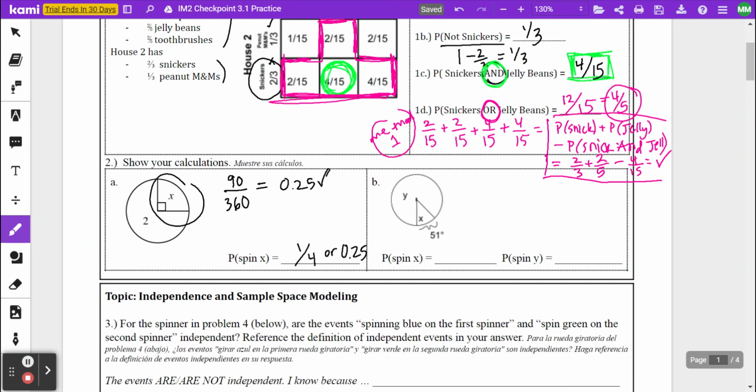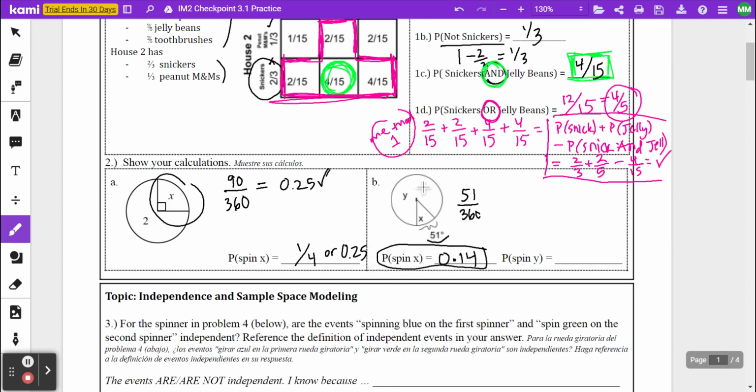Okay, part B, the probability of spinning X. Well, this is a 51-degree angle, so you need to do 51 over 360. What's that equal? I'd like the answer this time as a decimal, because I don't know very many people who can really visualize what 360 means. Okay, this is 0.14.